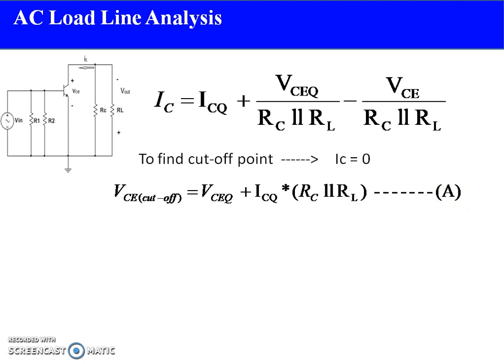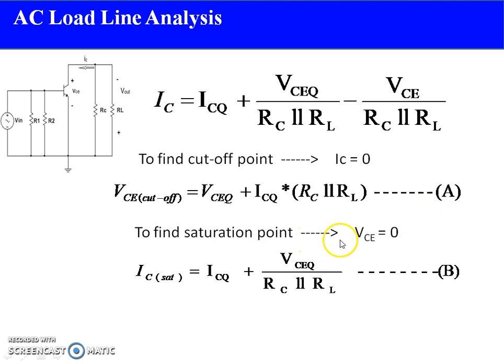To find the saturation point, I need to keep VCE equal to 0. So in the first expression, if you keep VCE equal to 0, your expression for IC, which is nothing but the IC saturation point, is given by ICQ plus VCEQ upon rc parallel RL. So this last expression is called the saturation point of your AC load line.